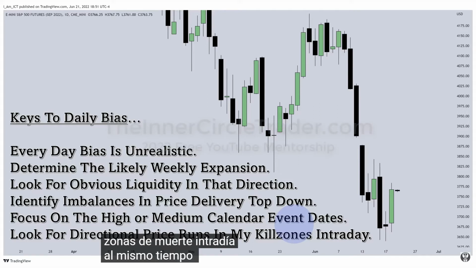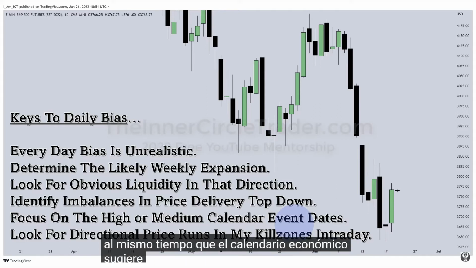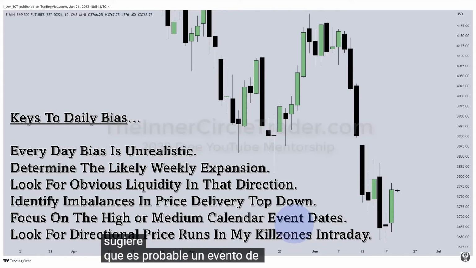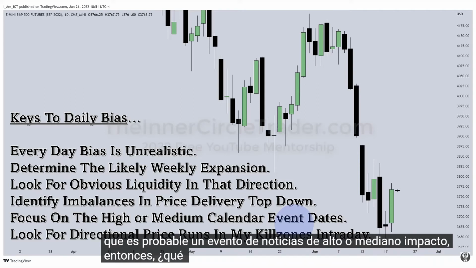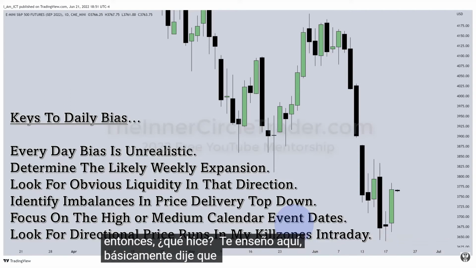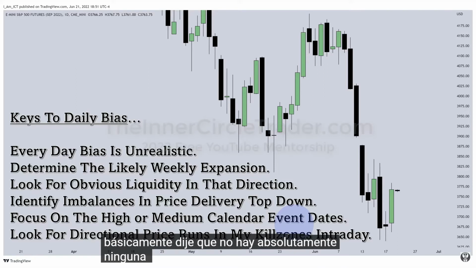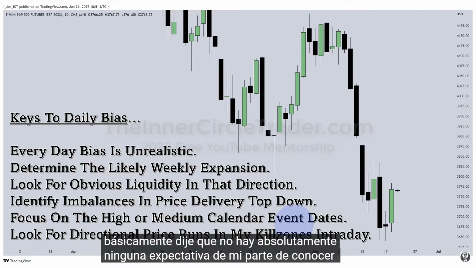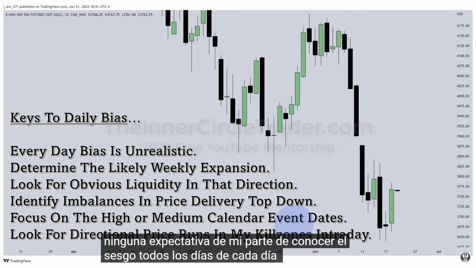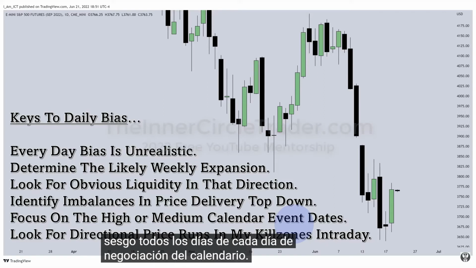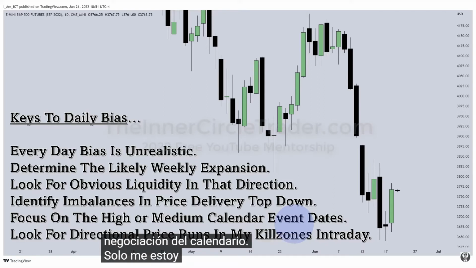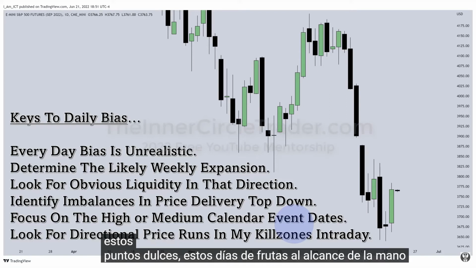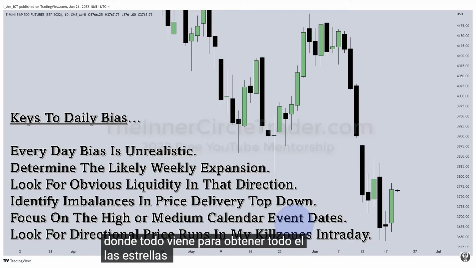At the same time, the economic calendar is suggesting a high impact or medium impact news event is likely. So what did I just teach you here? I basically said that there is absolutely no expectation on my part to know the bias every single day of every single calendar trading day. I'm only focusing on these sweet spots, these low-hanging fruit days where everything's coming together, all the stars are lining up.